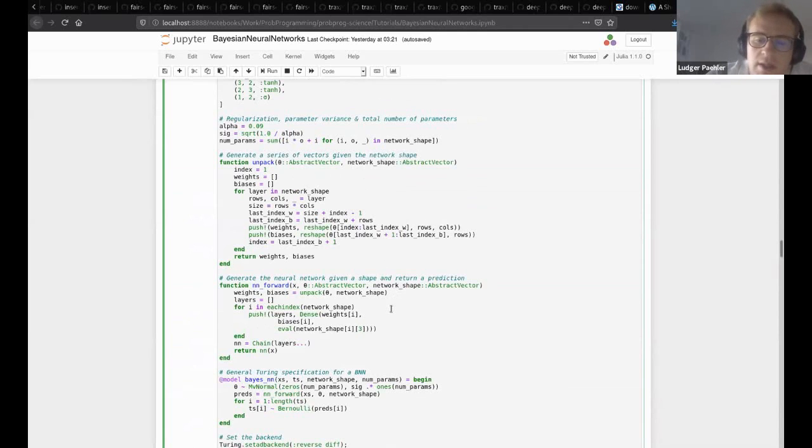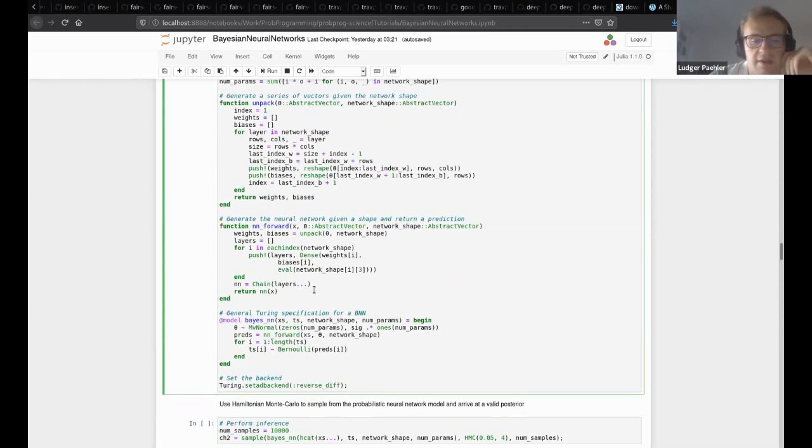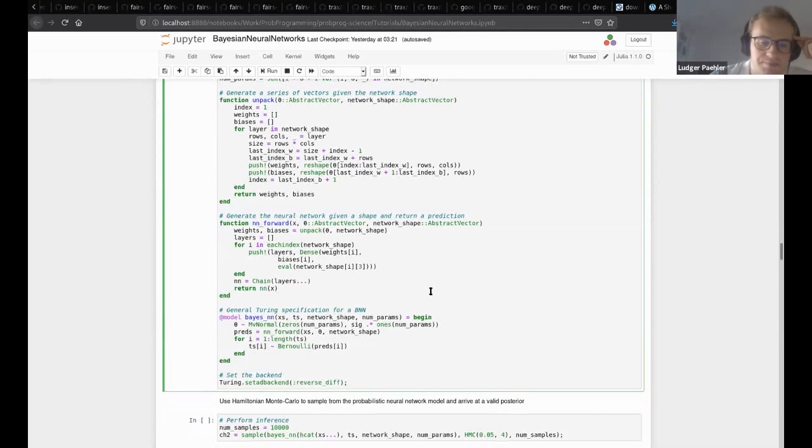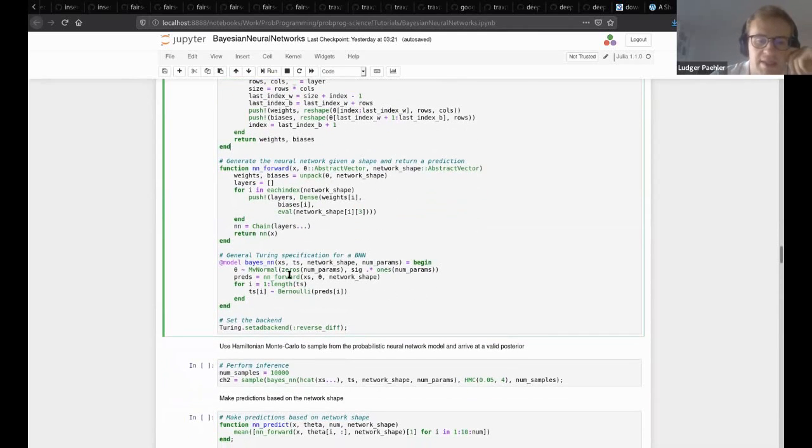Then in here, we generate our neural network. We still have to unpack, but it's all vectorized now, so you don't need to write omega 1, omega 2, omega 3, etc. For every index and network shape, you construct a dense layer. Again, this only works if you have one type of layer, of course. Then in the end, you chain everything and return it. We still define our prior from a multivariate normal, and then we use the neural network model to move the model forward. Then we use Bernoulli to assess whether we should keep it or not.